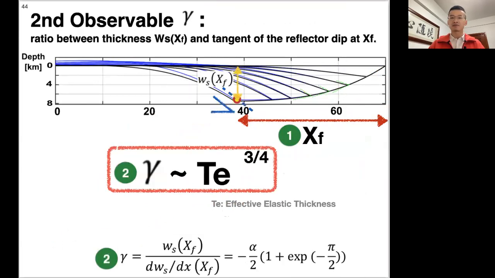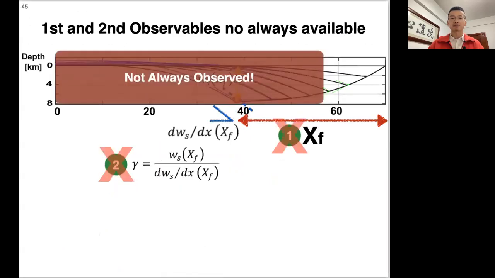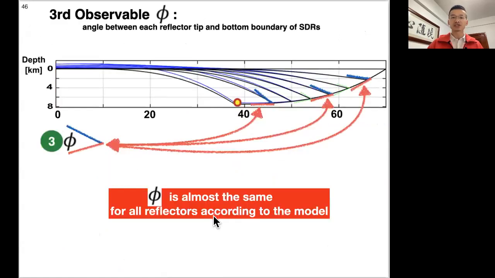And the second observable is gamma, which is the ratio between the total thickness of SDR and the tangent of the dip angle at this point, which is also proportional to Te to the power of 3/4. When this part of the data is not available, we need a third observable, which is phi.